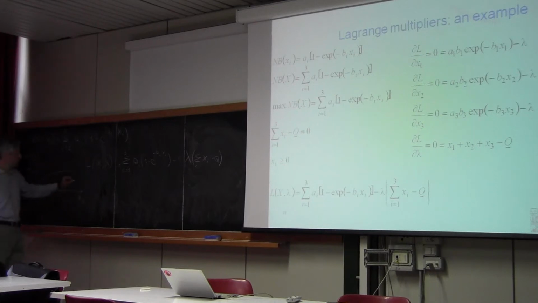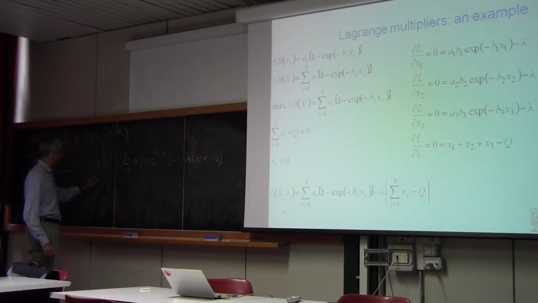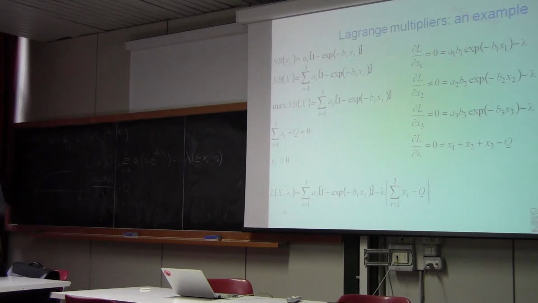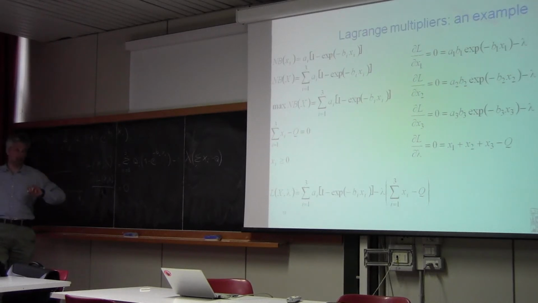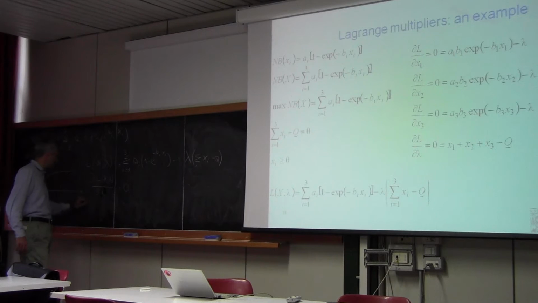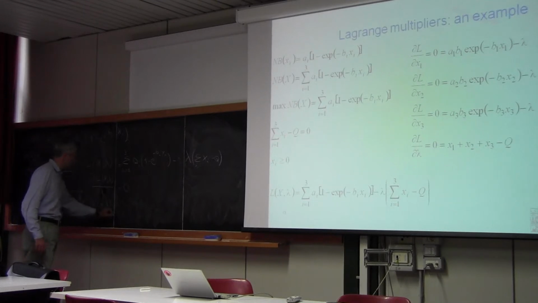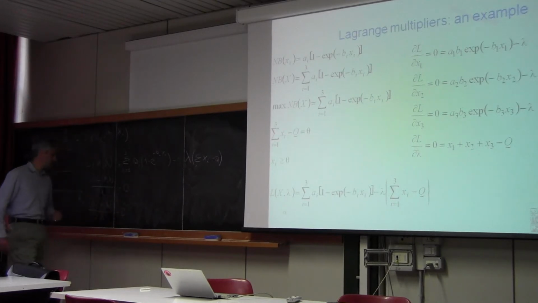Now, what I have to do is to compute the partial derivative of L(x, lambda) with respect to each x_i and equate it to 0. But I have an additional variable, which is lambda, and therefore I also have to compute the partial derivative of the Lagrangian with respect to lambda and equate it to 0.